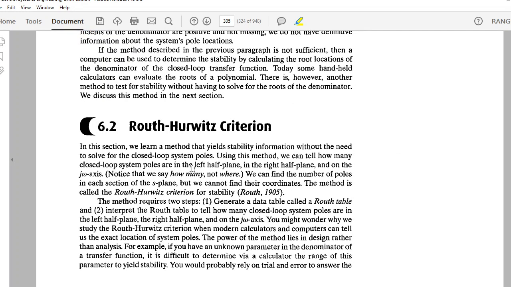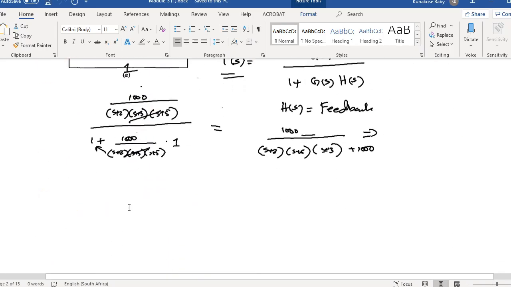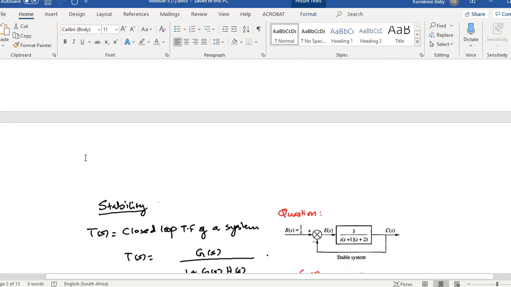It's the Routh-Hurwitz criterion. In this method, there are some steps that we need to take. The first step is to create the Routh table. Then you apply what is called Cramer's rule in mathematics, and then you're going to find the equation. Let us take it step by step.